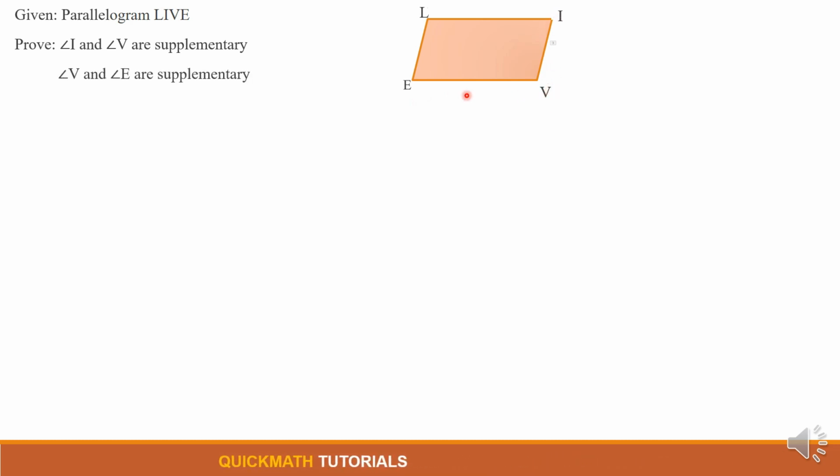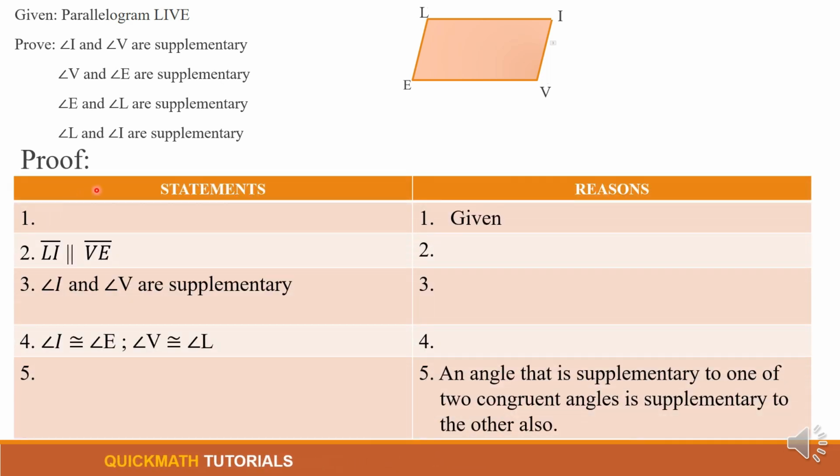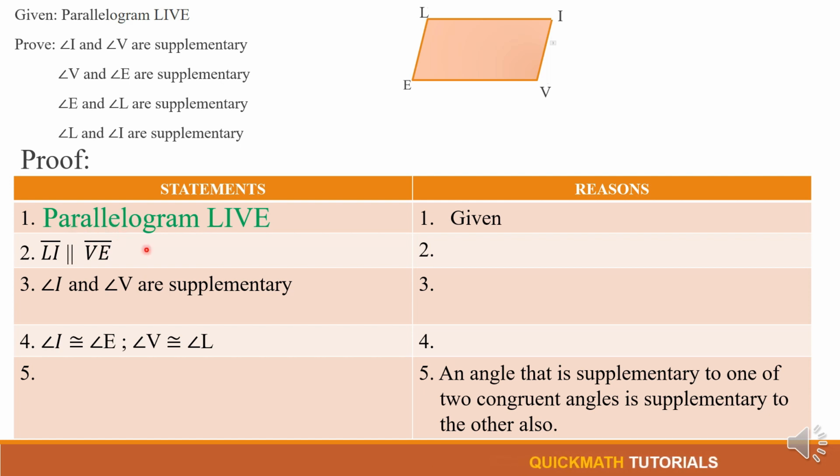We also have V and E, and L and I. So they are supplementary angles. Since property number 3 says that in a parallelogram, any two consecutive angles are supplementary, we will prove this one. So for our proof, for number 1, the reason is given. So we will just copy the given. So we have the parallelogram LIVE.